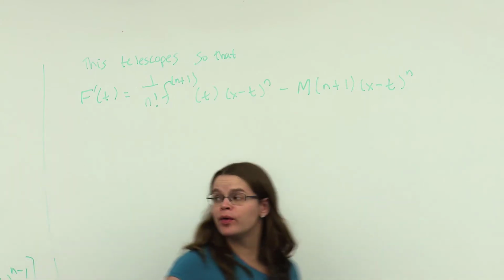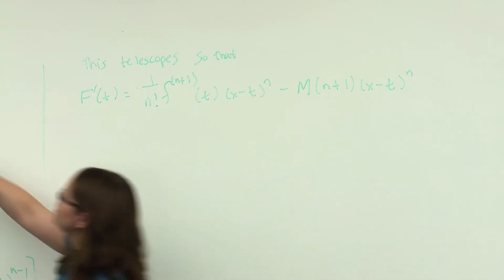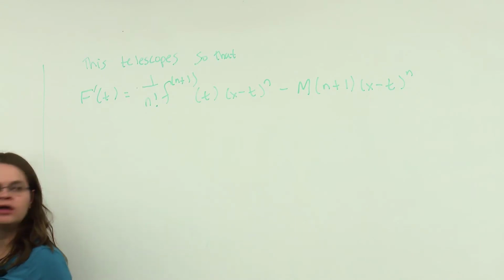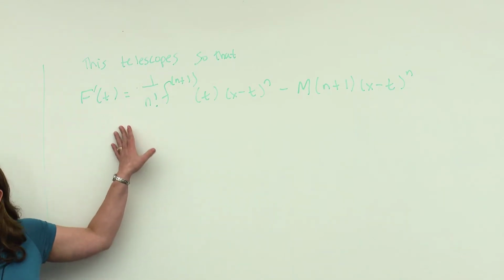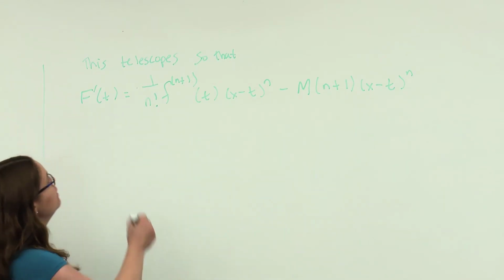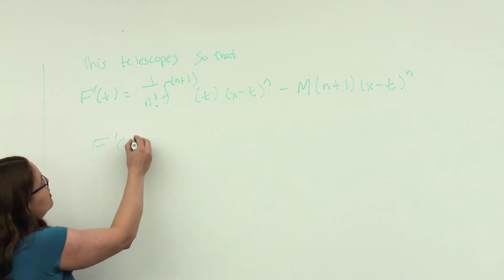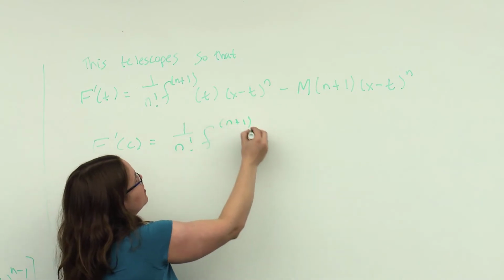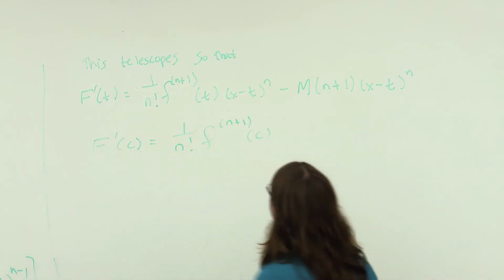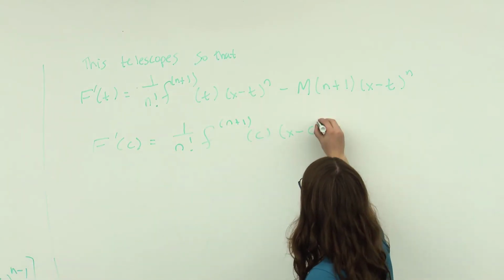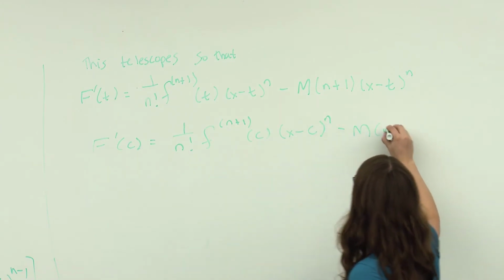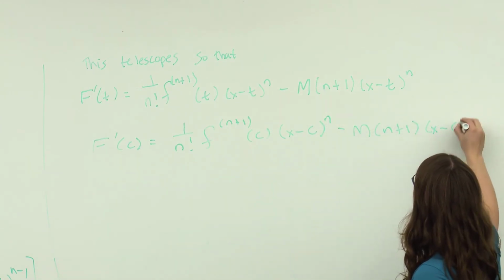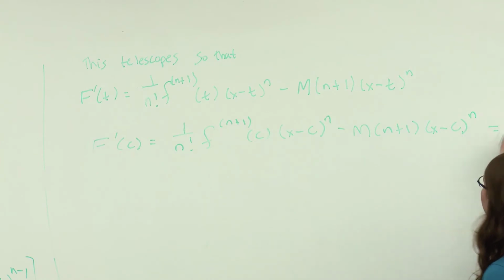All right, now where were we? We were interested in this at c. We know there exists some point c where this guy vanishes. So at this point c, f prime of c is equal to all of this, where I'm just going to put in the c: (x minus c) to the n minus m(n plus 1)(x minus c) to the n, and this is equal to 0.